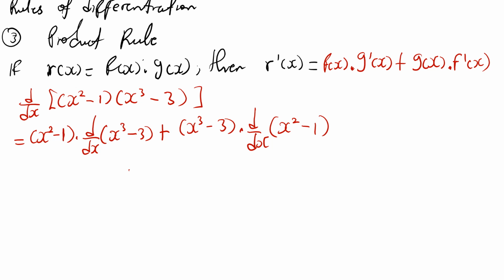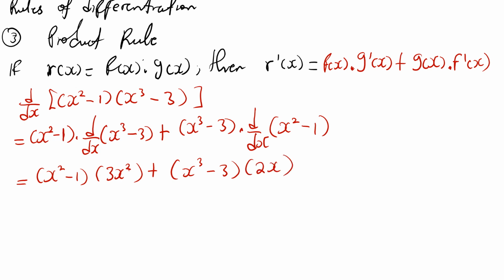So let's simplify. We are having x squared minus 1, the derivative of x cubed minus 3, we are going to get 3x squared. This is the power rule. Plus, then we have x cubed minus 3, the derivative of x squared minus 1, we are going to have 2x. So now we need to simplify these things. Then we are going to have 3x to the exponent 4 minus 3x squared plus 2x to the exponent of 4 minus 6x.